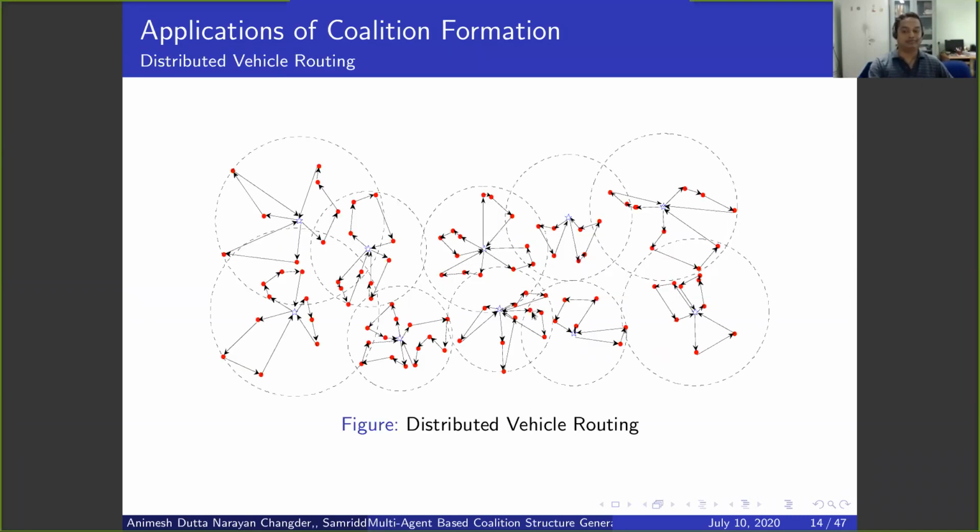Distributed vehicle routing. For a large city where the traffic is very huge, for example Bombay, Bangalore, if all the vehicles move on the same street, then it will be a huge bottleneck. So what can be done? These vehicles can form some kind of coalition to maintain an ad hoc route such that everyone will face minimum congestion on the road.